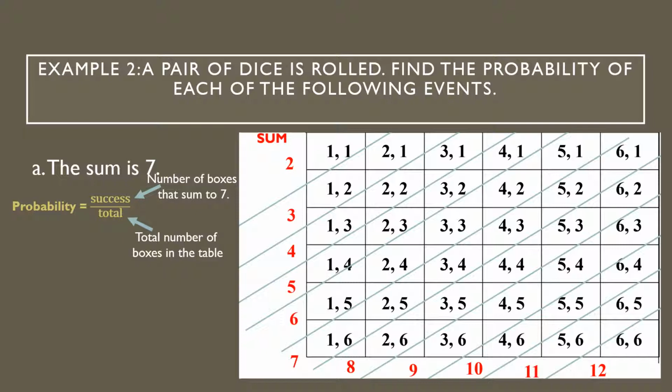This is pretty easy to figure out. It's a 6 by 6 table, so there's 36 boxes in total. So 36 is always going to be your total for these pair of dice problems. All right, but let's count up the number of successes. Let's count up the number of boxes that sum to 7. Now here's 7 right here. This is our sum of 7. So let's count up the number of boxes that are in that diagonal line.